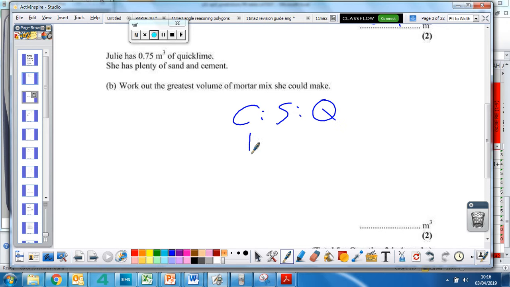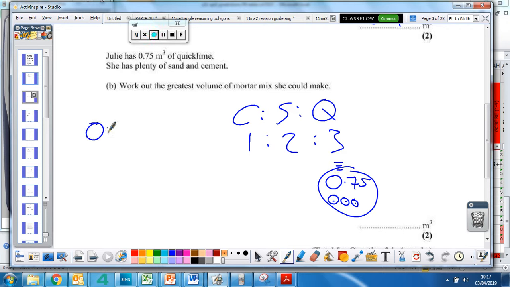and that was in the ratio 1 to 2 to 3. And they're telling us that her quicklime here is equivalent to 0.75. Now that's 3 parts, isn't it? The 3 parts are worth 0.75. So 0.75 divided by 3 is 0.25. That means that 1 part is 0.25.